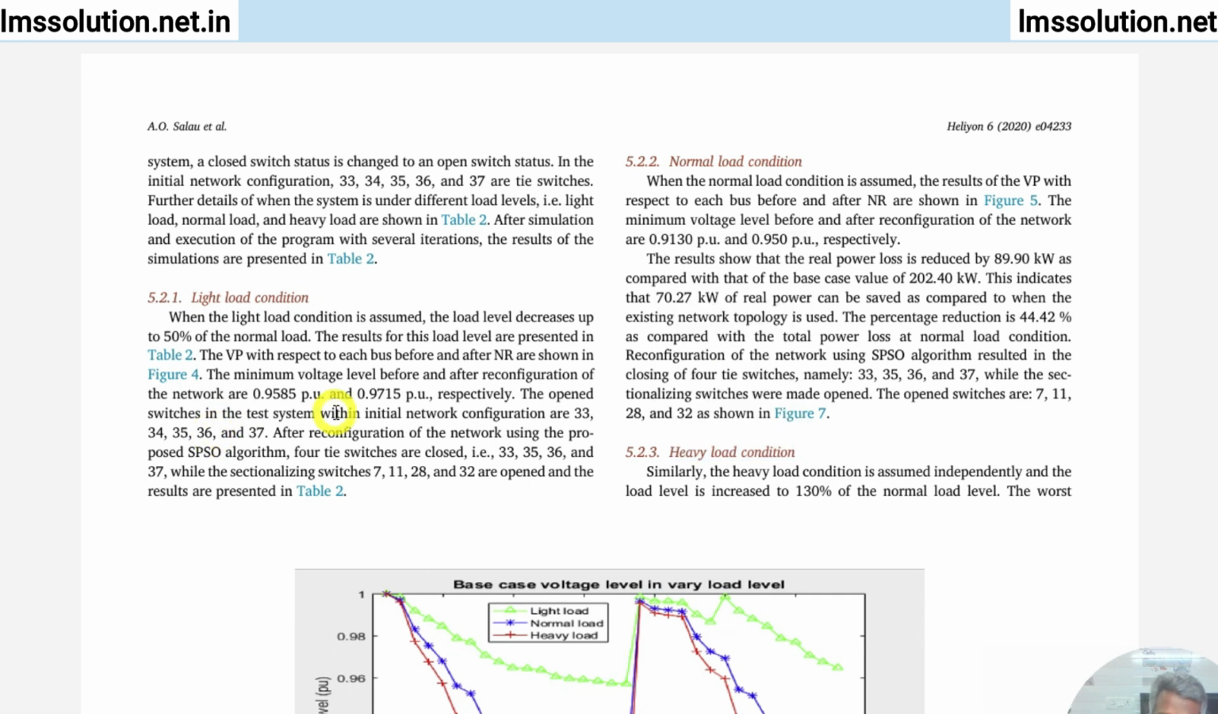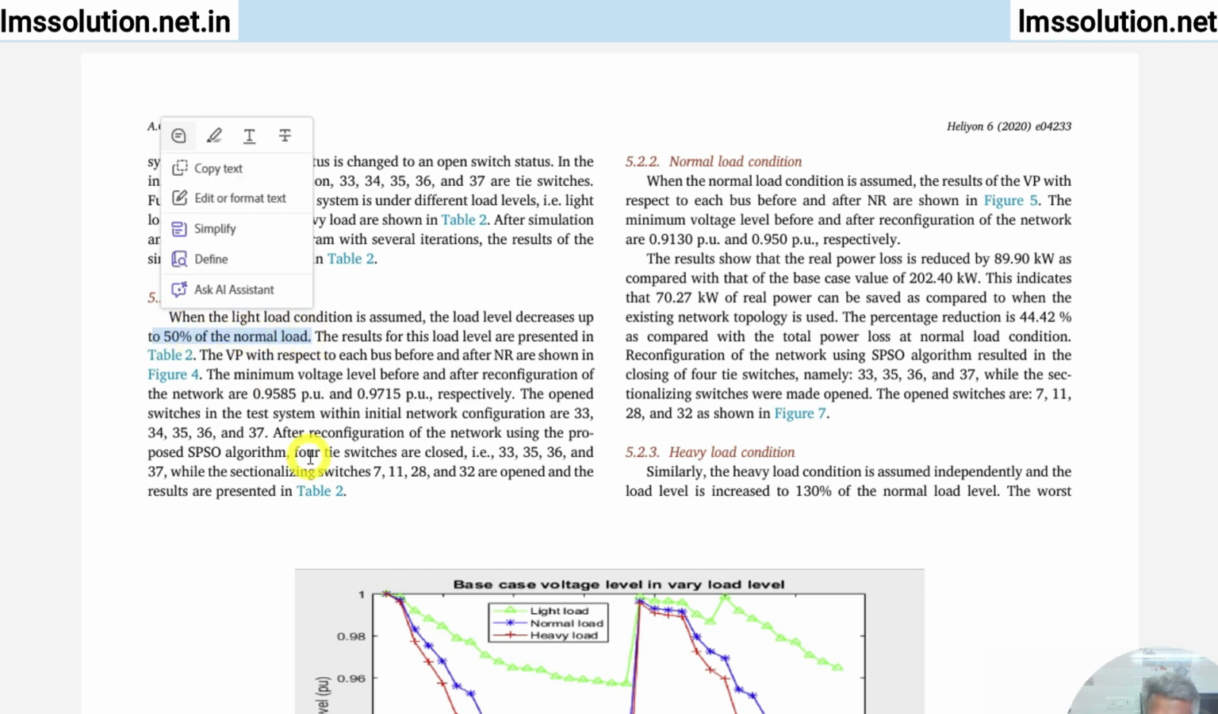Selective particle swarm optimization. So they are considering 50 percent of the normal load, right? So you have to take 50 percent of the normal load and then you have to optimize the network. Right? That means you have to find out the tie switch for opening, right? By using PSO with the 50 percent normal load, and then for the normal case, you have to apply that optimization.